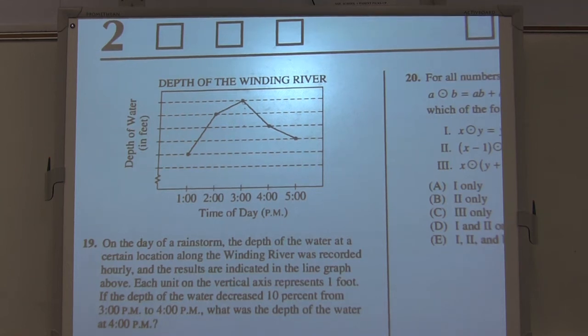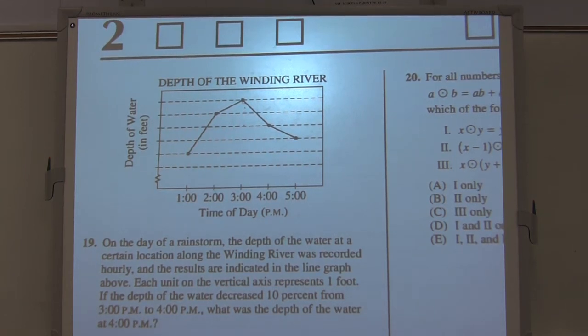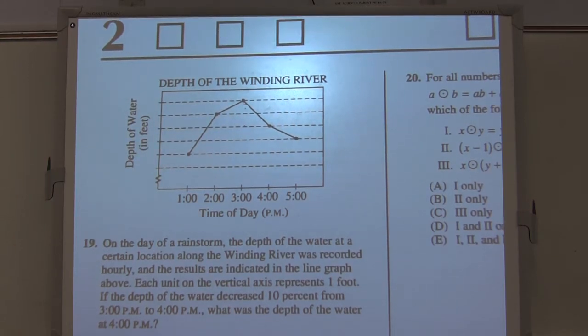Okay guys, this is section 2, numbers 19 and 20. These ones are definitely level 5s. They're the harder ones. Okay, it says on 19, you got this chart right here. I got some times of the day. I don't have any numbers over here, but it does say it's in feet.